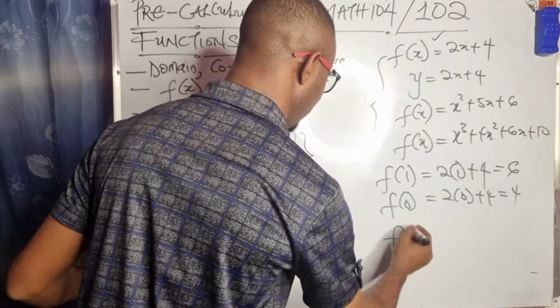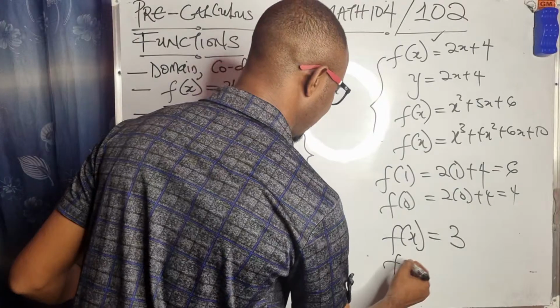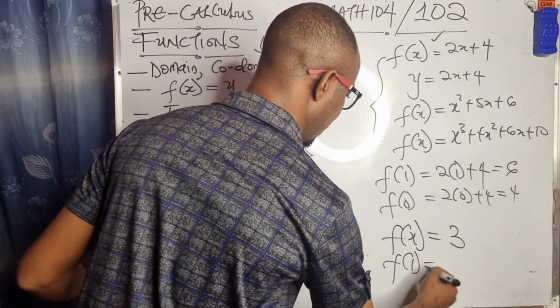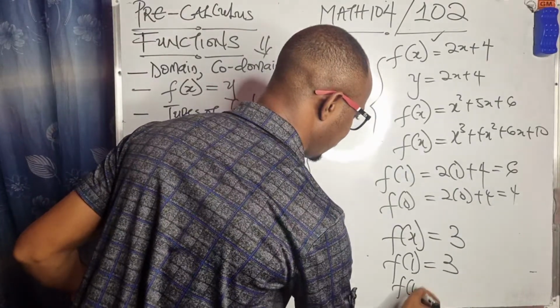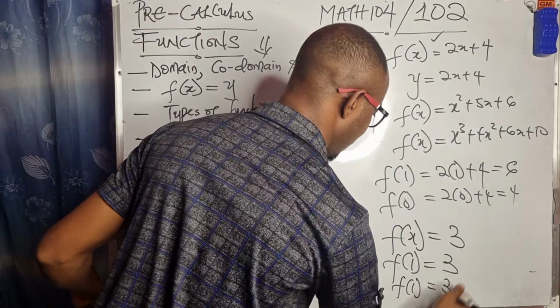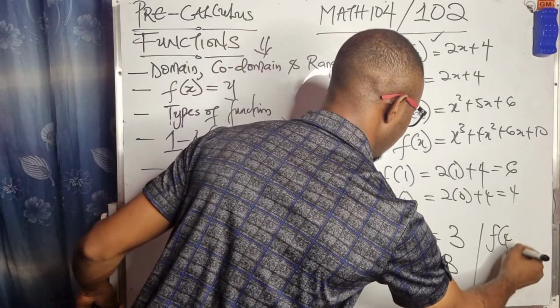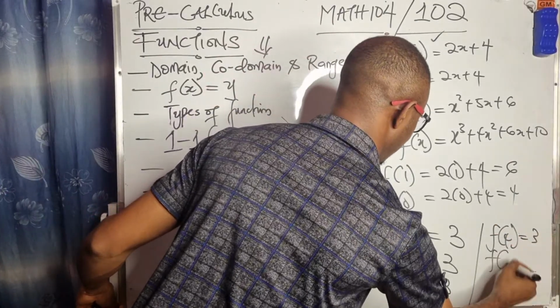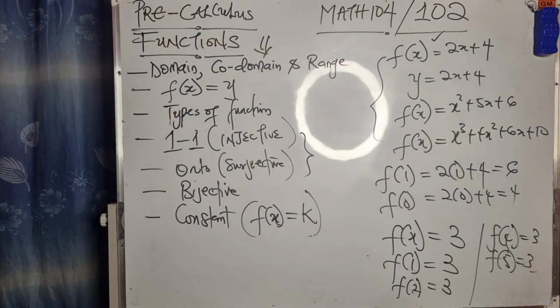For example, if we have f of x equals 3, it means no matter the value of x, the answer remains 3. F of 1 is still 3. F of 2 is still 3. If I have f of 4, the answer is still 3. F of 5 is still 3. We call it a constant mapping function.